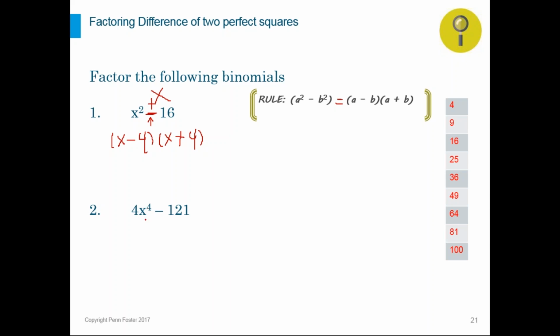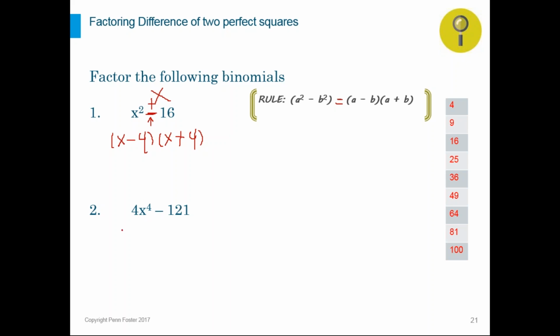Number 2, 4x to the fourth minus 121. I see a minus sign in the middle. I see a binomial. I may suspect that this is a difference of two perfect squares. Let's check. 4 is a perfect square. X to the fourth is a perfect square. You know, x squared squared is x to the fourth. And 121, we know that 11 times 11, or 11 squared, is 121. So we actually have a difference of two perfect squares.